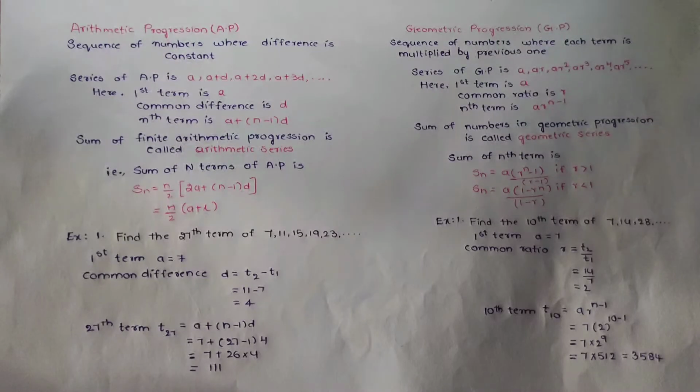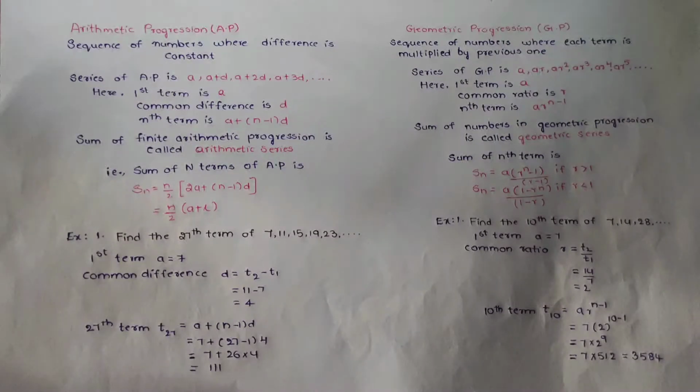So let's see one example. Here the question is: find the 10th term of 7, 14, 28 and so on. Here the first term is 7, and the common ratio is the second term divided by the first term, that is r equals T2 divided by T1, where we represent the second term as T2 and the first term as T1. Dividing 14 by 7 we get r as 2, that is the common ratio is 2.